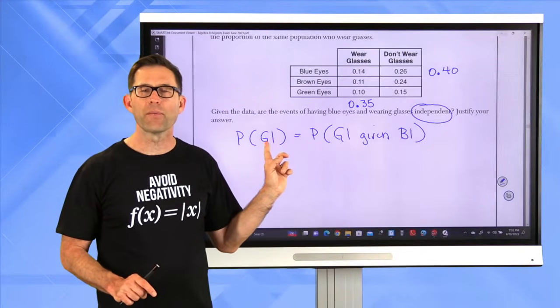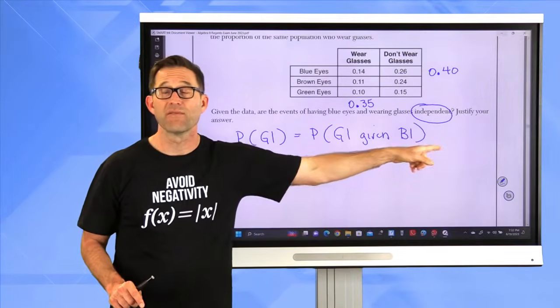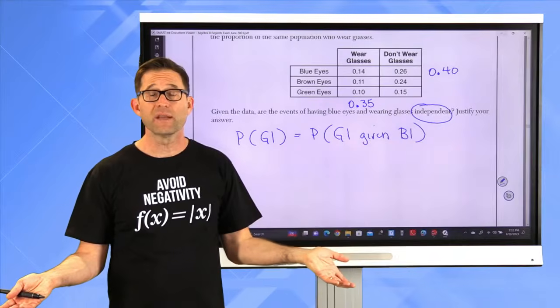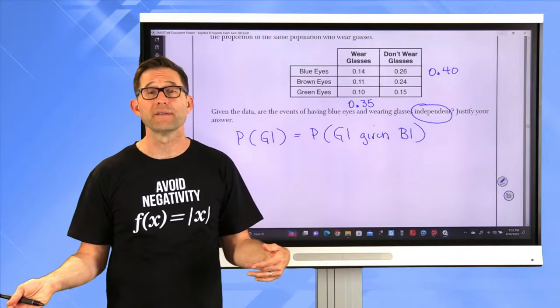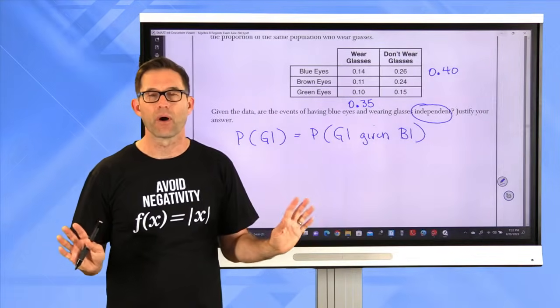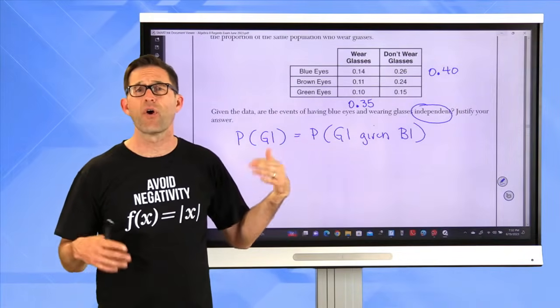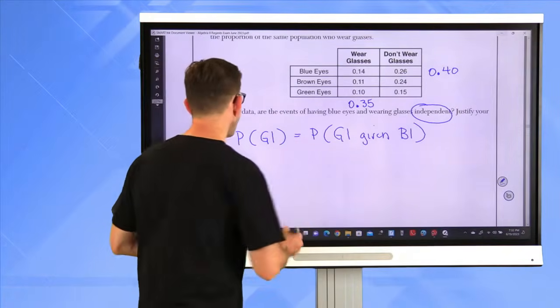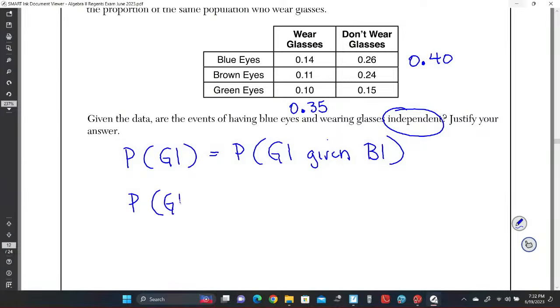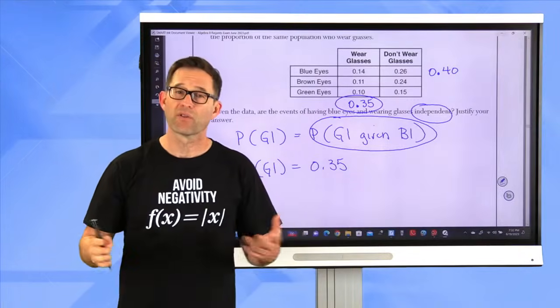So is the probability that they have glasses the same as the probability that they have glasses given that they have blue eyes? In other words, is the percentage of the blue-eyed people with glasses the same as just the percentage of all people with glasses? Well, the percentage of all people with glasses, as we just pointed out, is 0.35. So how do I figure out the percentage of the blue-eyed people that have glasses?